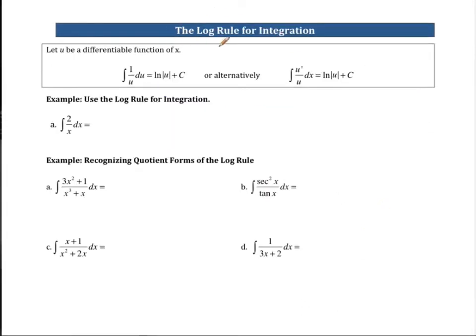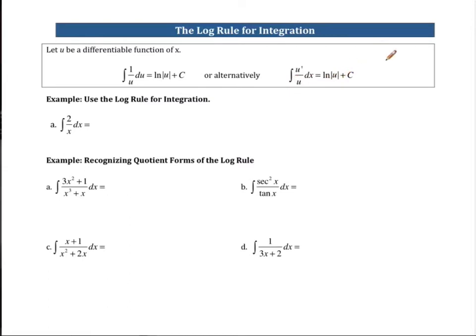All right, next we want to talk about the log rule for integration and actually integrate some of these here. So it says let u be a differentiable function of x. And it says the integral of 1 over u du equals the natural log of the absolute value of u plus c. Notice it has to be absolute value because we can't take the natural log of a negative number. Or alternatively, we can also think of this as u prime over u dx. So this integral is the natural log of the absolute value of u plus c.